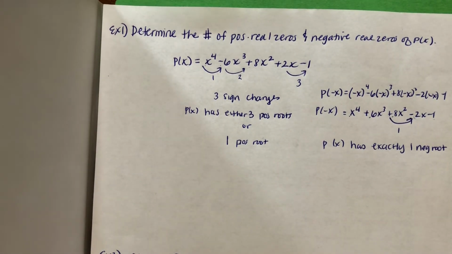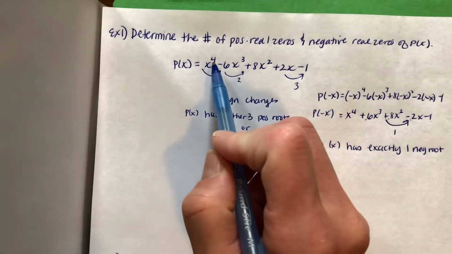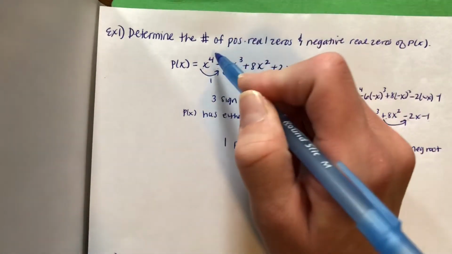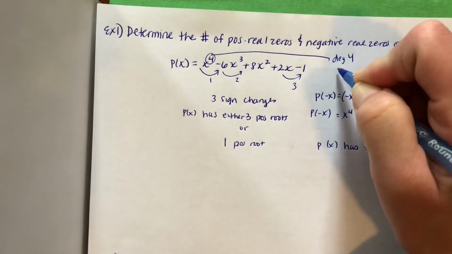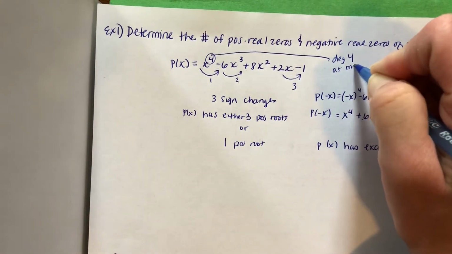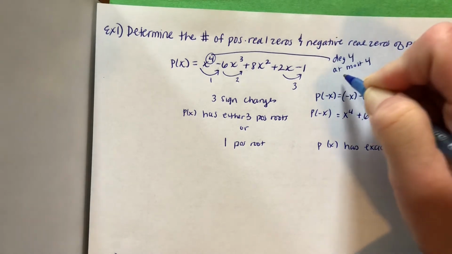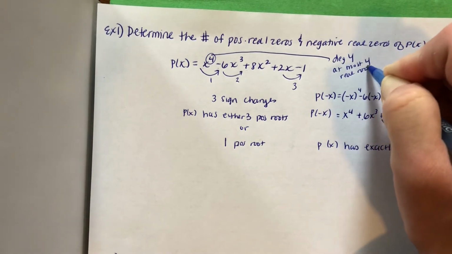So now what we're going to do is make a list. If you remember earlier in this unit, we learned that if the degree is 4, that's the biggest exponent here, then we have at most 4 real roots.